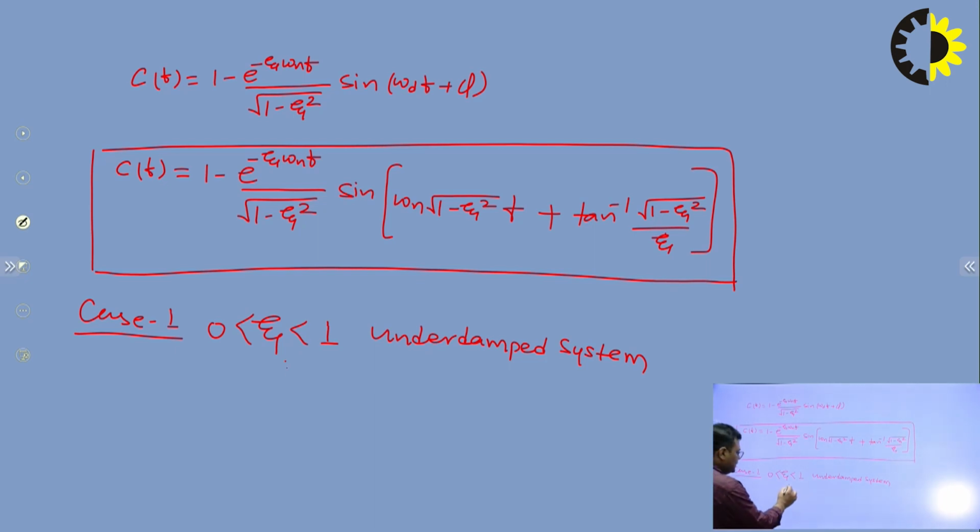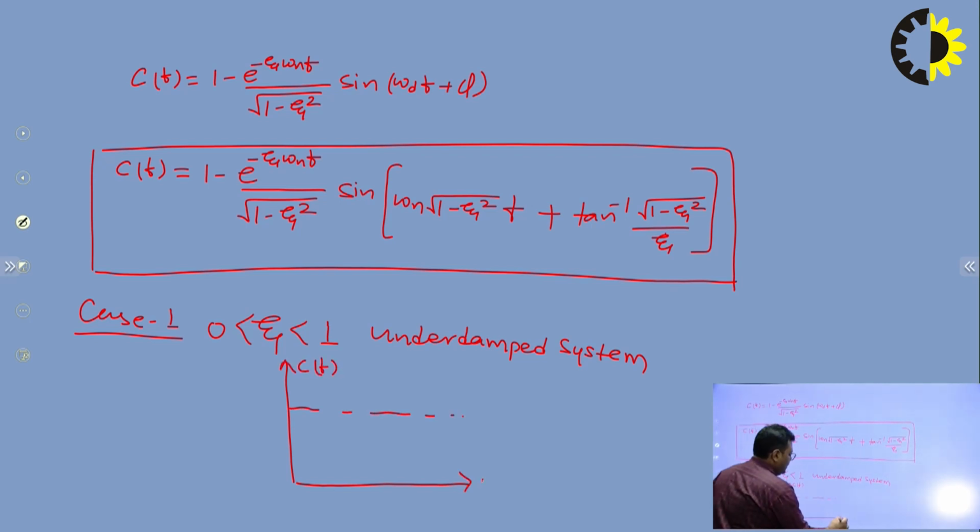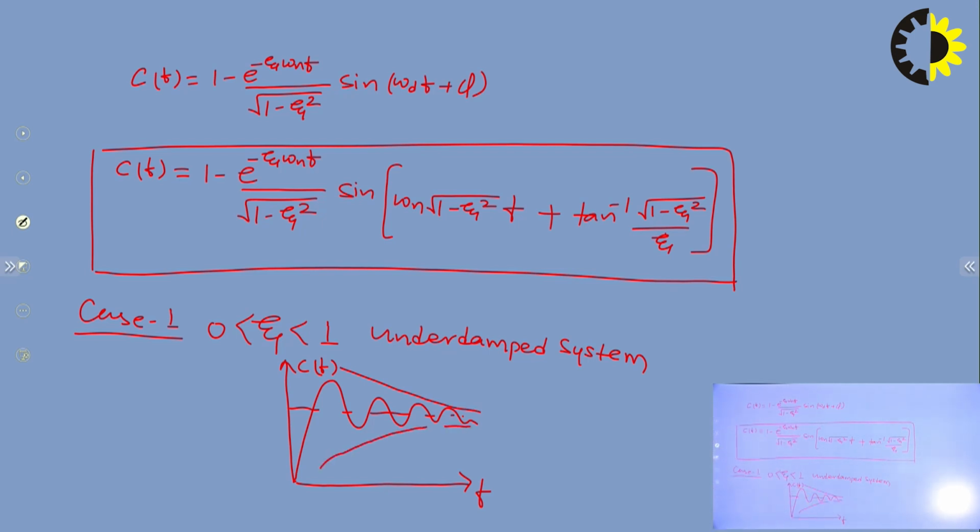In this case, the response of the system will be like this. This is c(t), with respect to t we are plotting it, and it will be something like this. Okay, so it is an exponentially decaying system, so underdamped system.